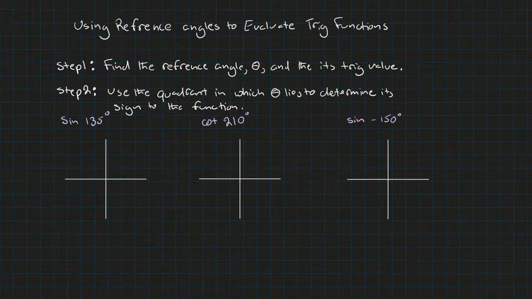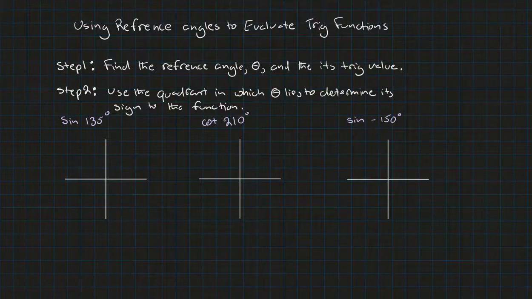Well, you're probably thinking, oh my God, this is a lot of work. I don't know what sine of 135 is. I don't know what cotangent of 210 is. I have no idea what sine of negative 150 is. What we can do is use the reference angles to help us evaluate that. So step number one is to get more practice and redraw these reference angles, and then we'll see how we can easily find the trig function for 135, for 210, or for negative 150.